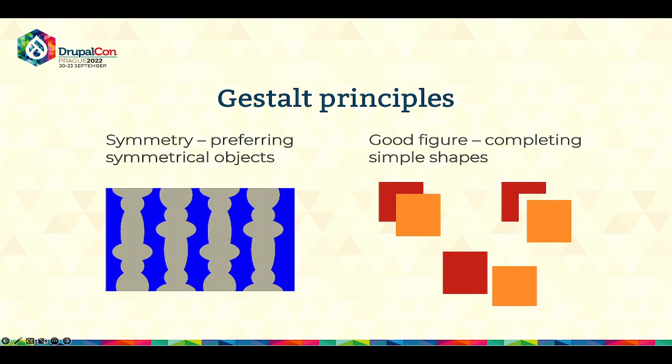And the next principle is good figure. So we complement simple shapes. If we have an overlapping red and orange square, like in the top left picture, we think of them as two overlapping squares instead of the pixels we have on the screen, because if we separate them, then we have that angle shape and square, but instead our brain usually thinks that it's overlapping squares.